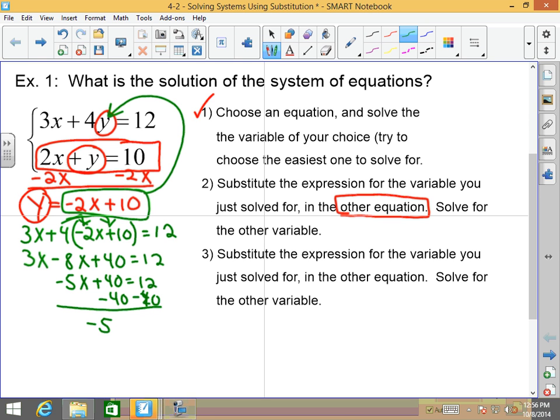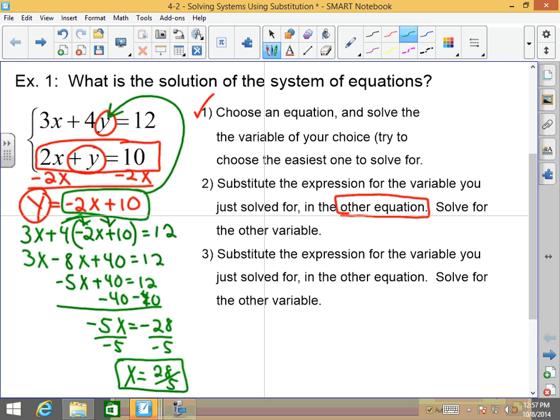So I have negative 5x equals negative 28. Divide by negative 5, and x equals 28 fifths. I would go ahead and at this point leave it as an improper fraction, because later on we're going to have to plug this in, and if you turn it into a mixed number, whenever you multiply a value times a mixed number, you have to turn it into an improper fraction anyways, so why do double work? Is everyone with me so far?